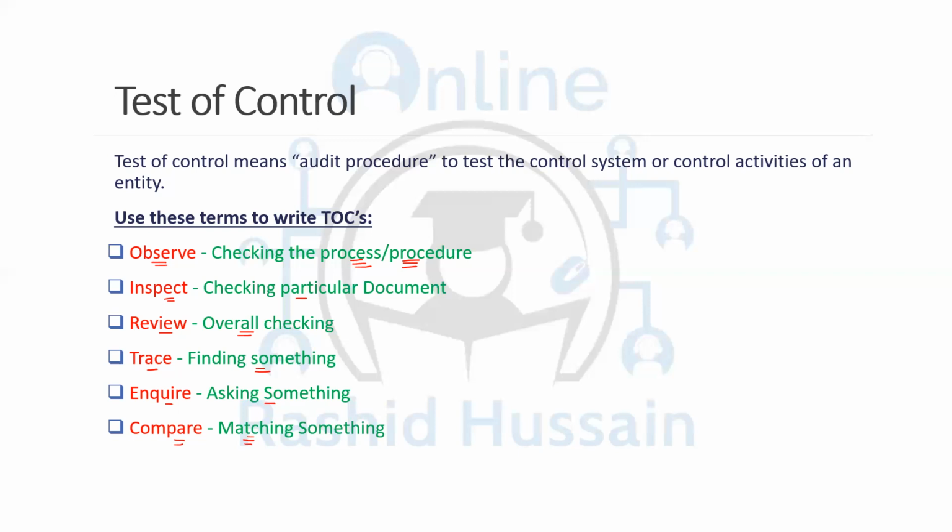And for example, you are comparing something, matching something, like, for example, there is an official price list and you need to make sure the same prices are being used on the invoice. So take the updated price list and compare the prices on the price list with that of the sales invoice. So observe, inspect, review, trace, inquire, and compare. And we are going to use these terms when we are designing a test of control, which is an audit procedure to check the system.